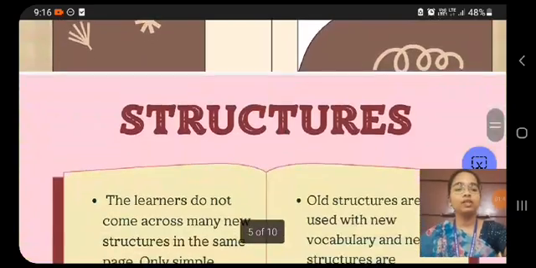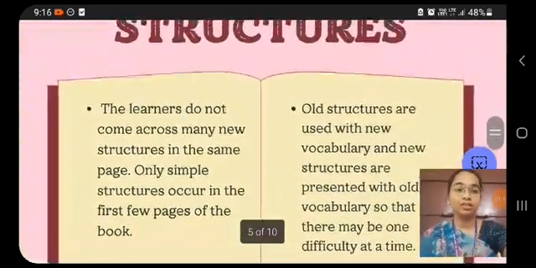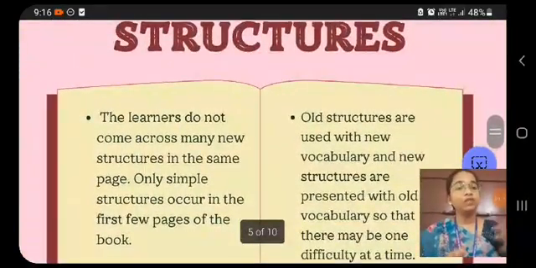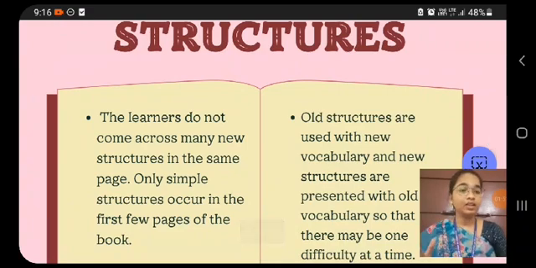Moving on to the second thing, that is structures. In a scientific way, different structures will be placed in a textbook. A learner will not come across various structures on the same page. For example, simple structures will be introduced in the first few pages of the textbook, and difficult structures will be introduced in the later lessons.